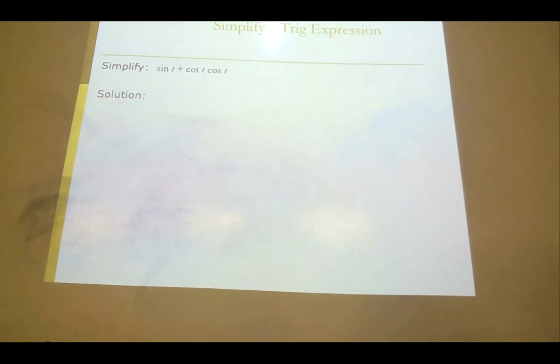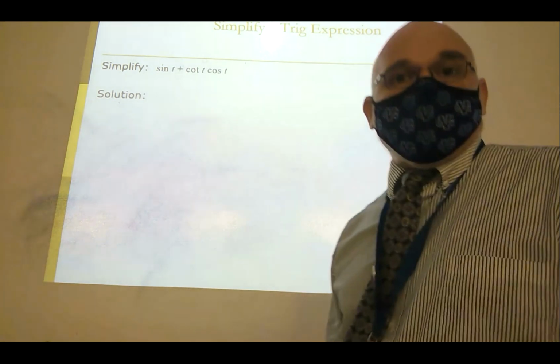So let's take a look at this one. Here I've got sine t plus cotangent t times cosine t. Well, I've got a sine and a cosine, and then I've got this cotangent in the middle. Let's convert that to sine and cosine, and maybe things will simplify.